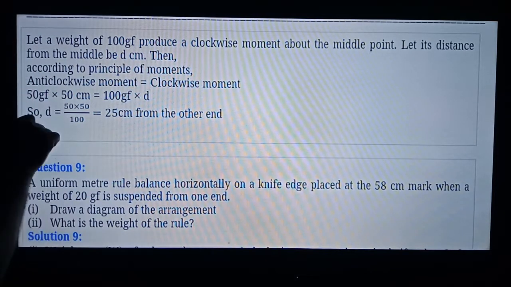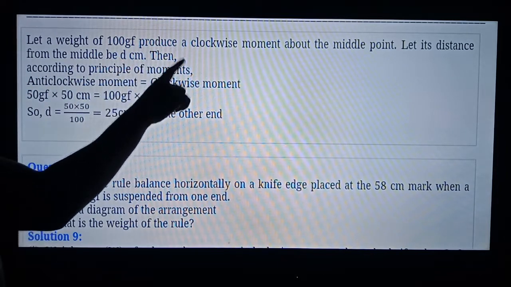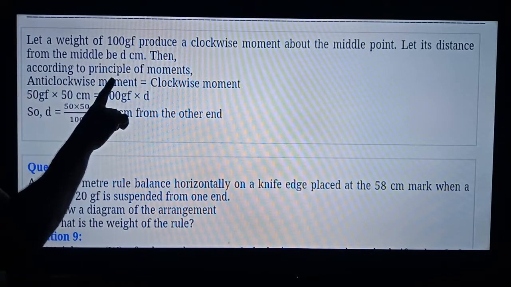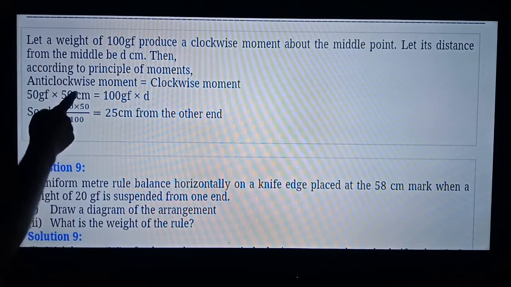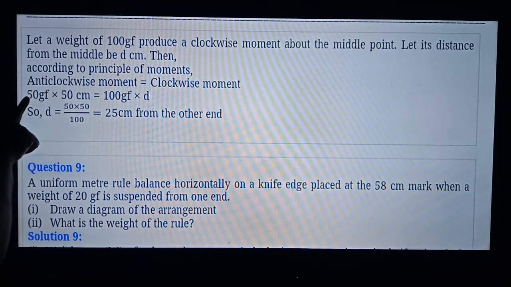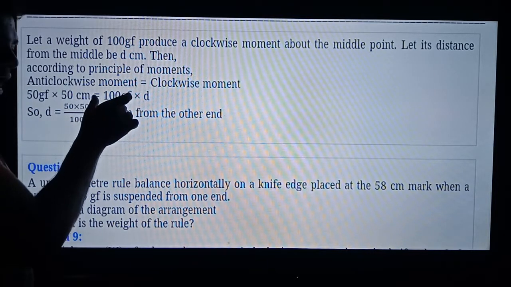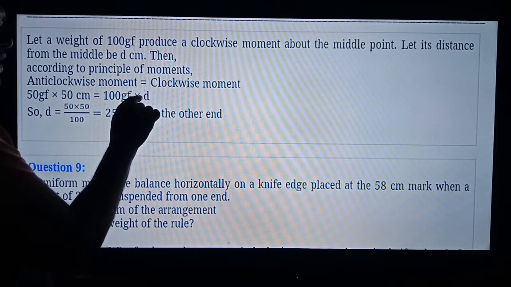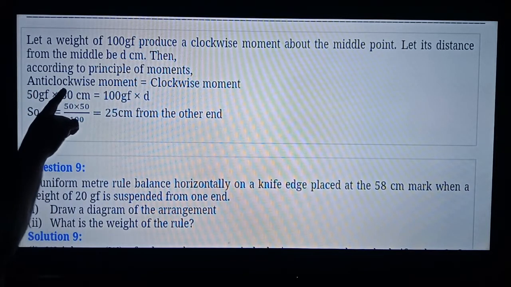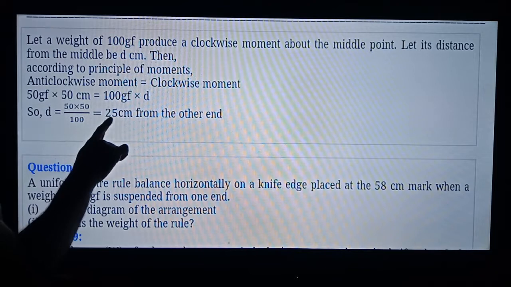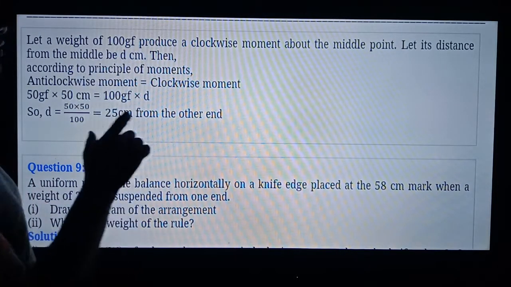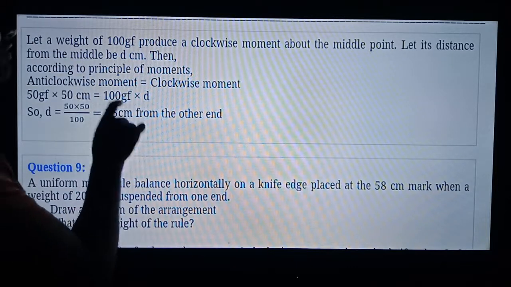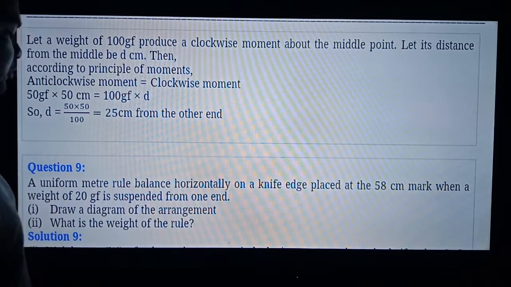From the formula, you have to write according to the principle of moments: anti-clockwise moment is equal to clockwise moment. You have to write this line. Then the anti-clockwise moment is created by the 50 gram force: 50 gram force into 50, that is the distance from the point of pivot. The 100 gram force, whose distance you have to calculate, into d. So d will be equal to 50 into 50 upon 100, which is 25 centimeter from the other end. Means the 100 gram force must be kept 25 centimeter from the point of pivot.